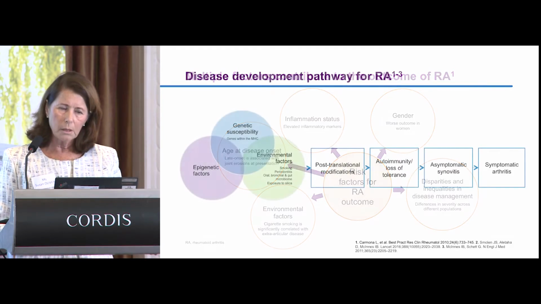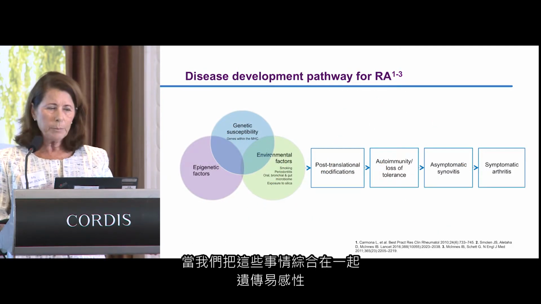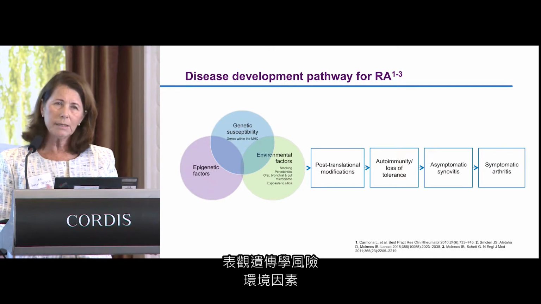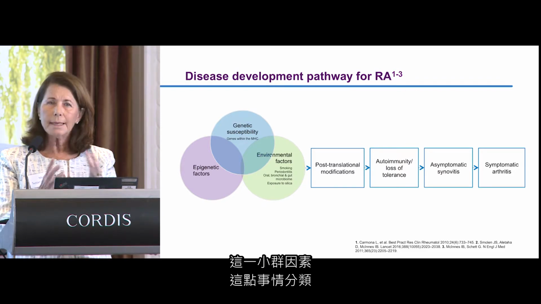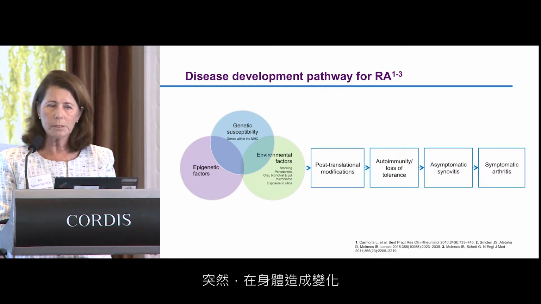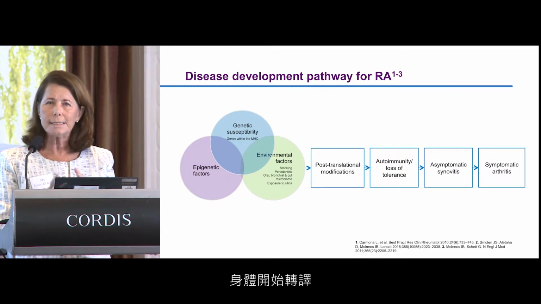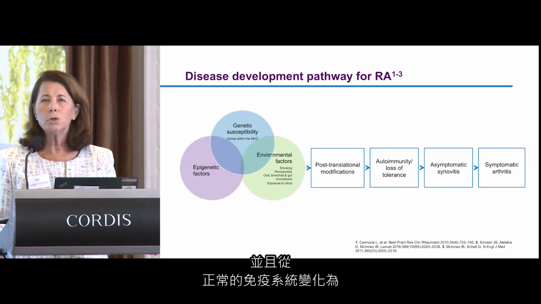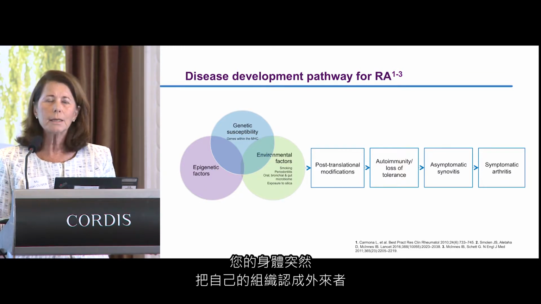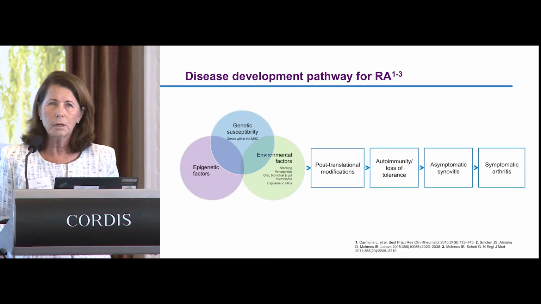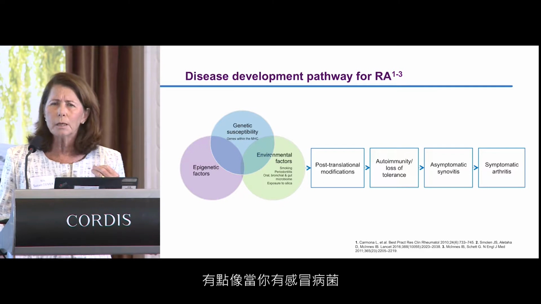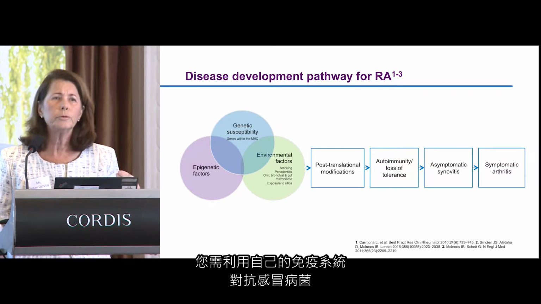So when we put these things together, that genetic susceptibility, that epigenetic risk, and the environmental factors, that little triad of things suddenly can change in a person, and the body starts to translate and change from having a normal immune system to an autoimmune system, where your body suddenly recognizes your own tissues as foreign, and you start damaging your own tissues because they think they're foreign. A bit like when you have a flu bug. Your flu bug, you have to fight that off with your own immune system.